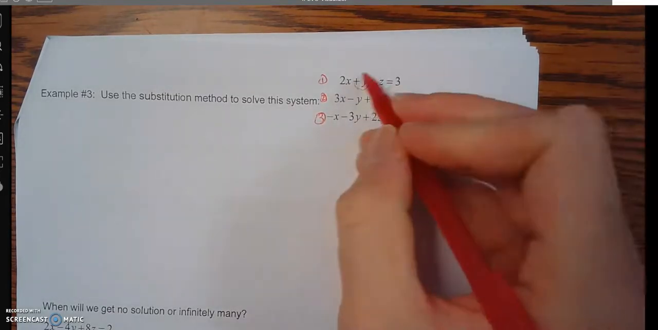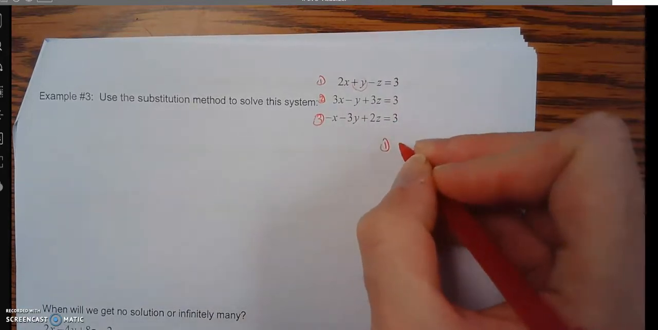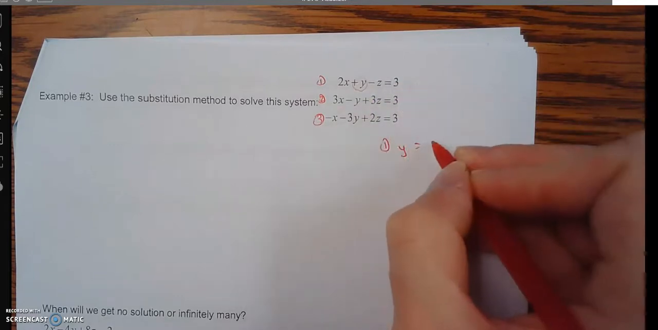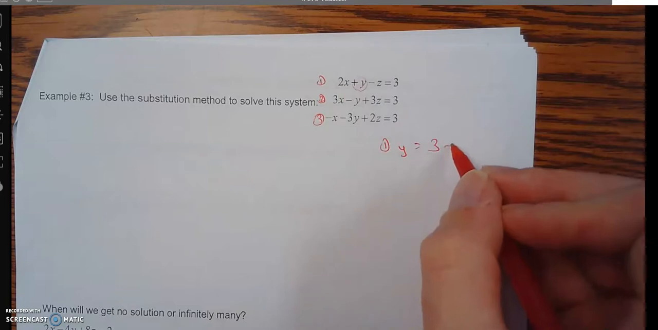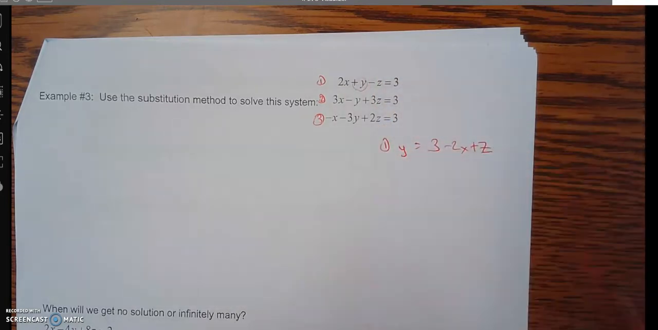It's a positive y, bring everything to the other side. So let's go that route. Let's say for equation 1, I'm going to get y by itself. I've got 3 by itself here. When I bring the 2x over, it's minus 2x. When I bring the z over the other side, it's a plus z.